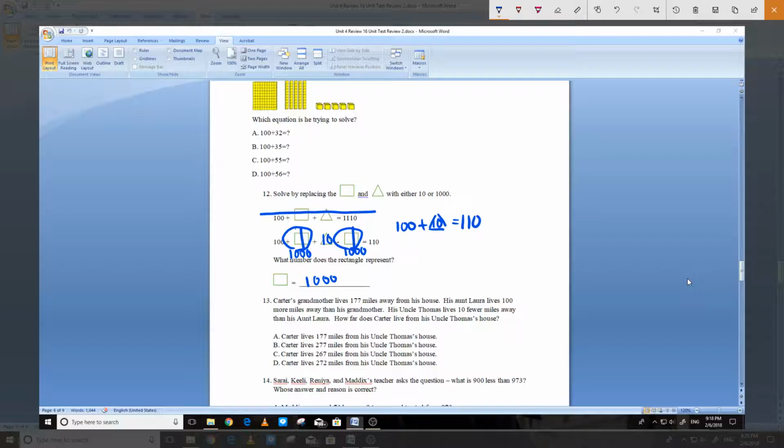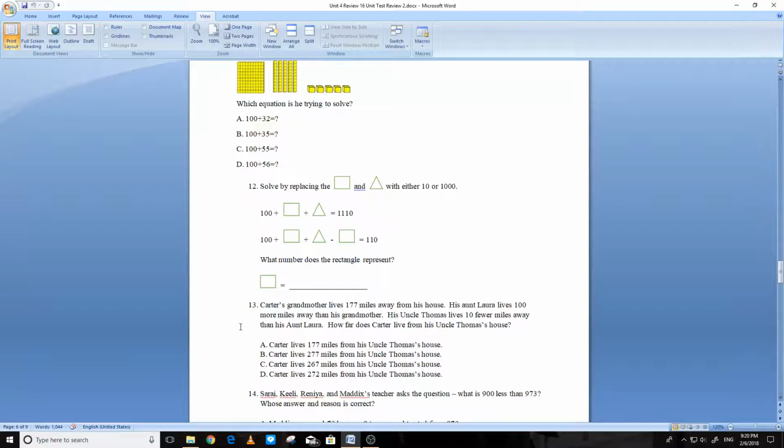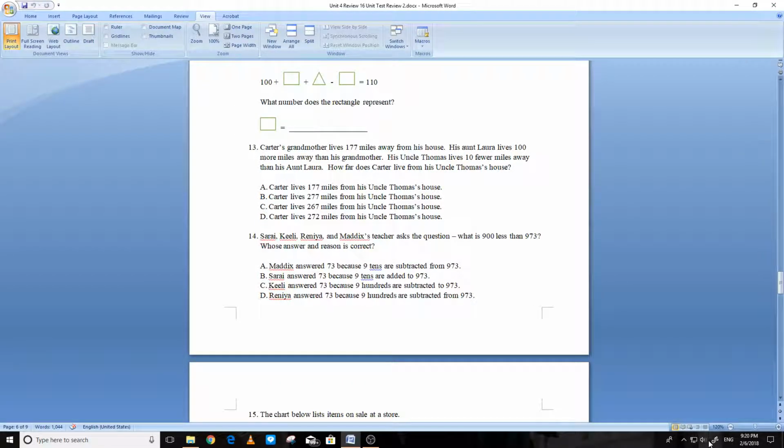Remember, write it on the line on the bottom, not in the box, okay? Don't write it here. Write it on the line, please. Thank you. Number 13.